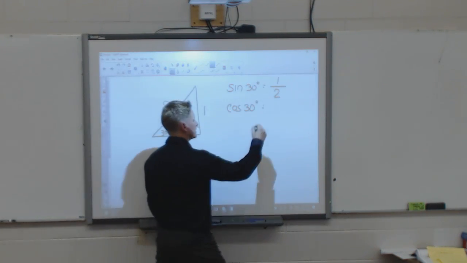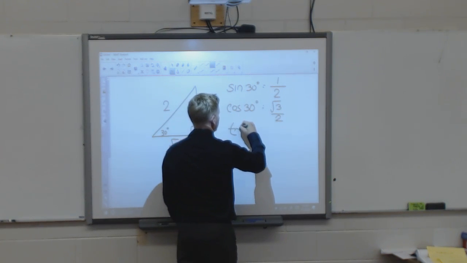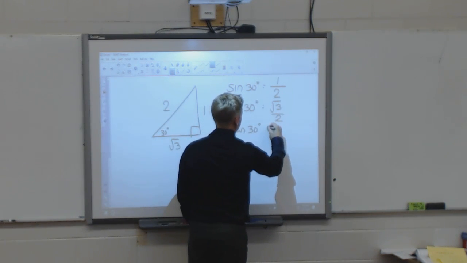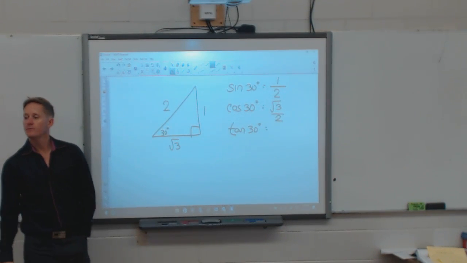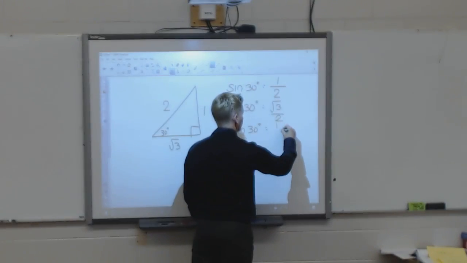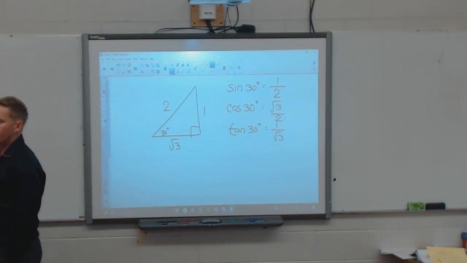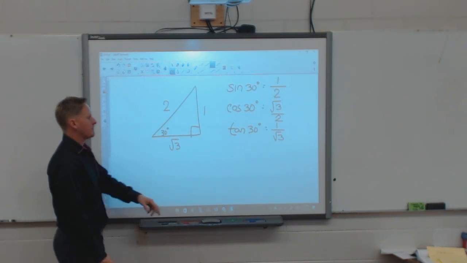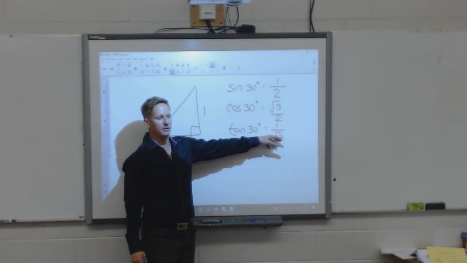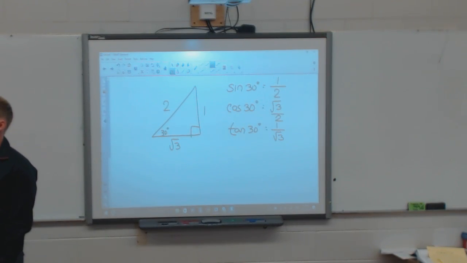The ratio is the square root of 3 over 2. What is the tan of 30 degrees? 1 over square root 3. And in years past, we would rationalize that by multiplying the top and bottom by root 3 over root 3, and we get root 3 over 3. But for right now, you don't need to worry about rationalizing.